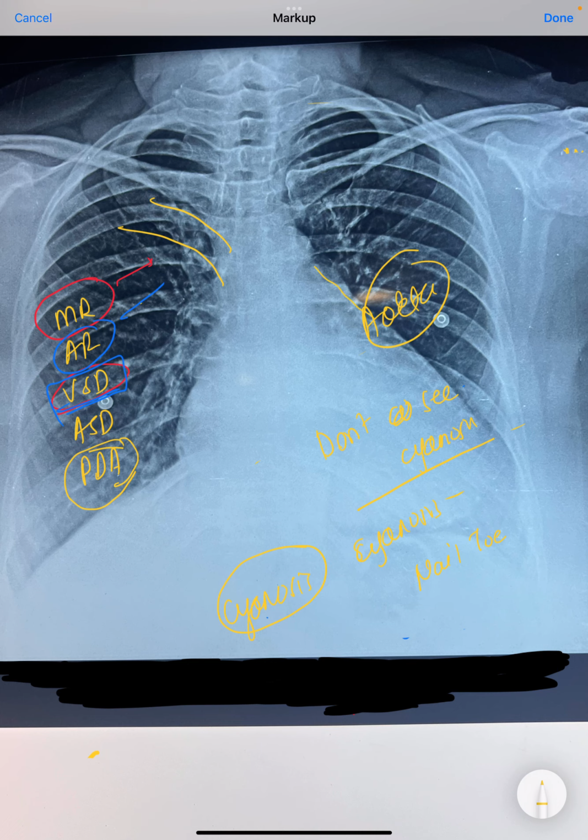So any patient with cardiomegaly with a down and out apex can have these diseases. Apart from this, there can be others also, but these are most common and they should always be kept in mind. Thank you.